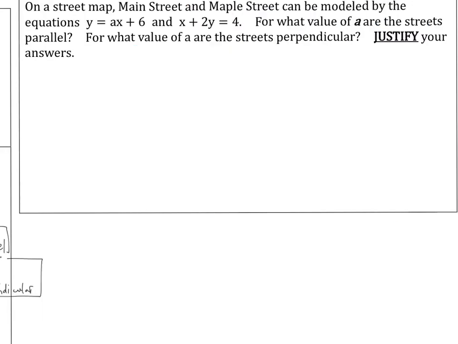On a street map, Main Street and Maple Street can be modeled by the equations y equals ax plus 6 and x plus 2y equals 4. For what value of a are the streets parallel? For what value of a are the streets perpendicular? Justify your answers. Okay, so I'm going to write down the two equations, and I'm going to set this as line 1, line 2.